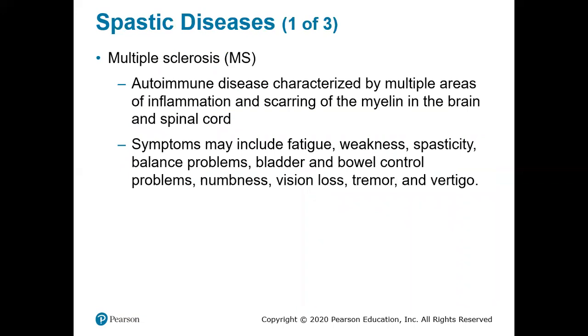Multiple sclerosis. This is found on page 433 in the textbook. Multiple sclerosis is an autoimmune disease characterized by multiple areas of inflammation and scarring of the myelin in the brain and spinal cord. Symptoms may include fatigue, weakness, spasticity, balance problems, bladder and bowel control problems, numbness, vision loss, tremor, and vertigo.